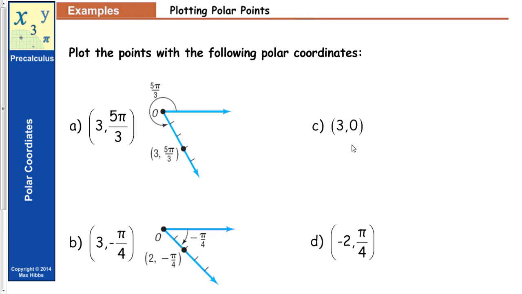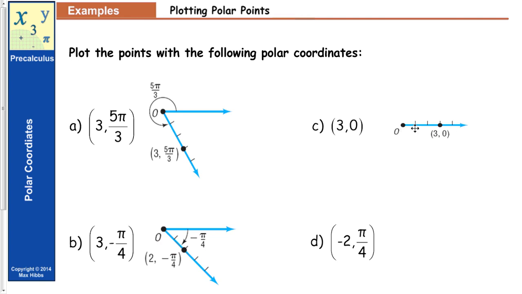Okay, so let's look at this polar point 3 comma 0. The theta is 0, so that's 0 radians, or it's the same as 0 degrees, isn't it? And so that means that we don't move from the initial side at all. So when we look at our initial side, our angle is 0, so we don't move up, we don't move down at all. We don't rotate counterclockwise or clockwise.